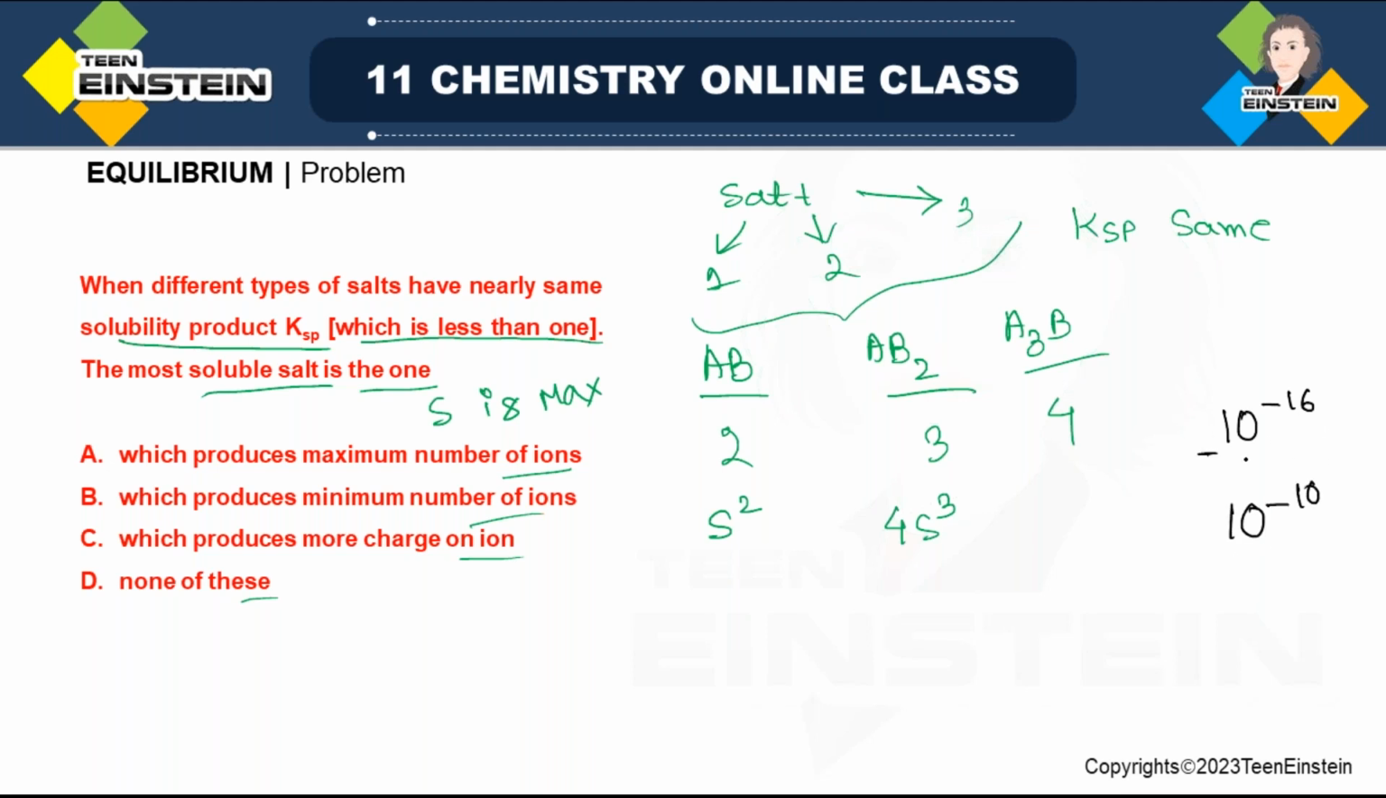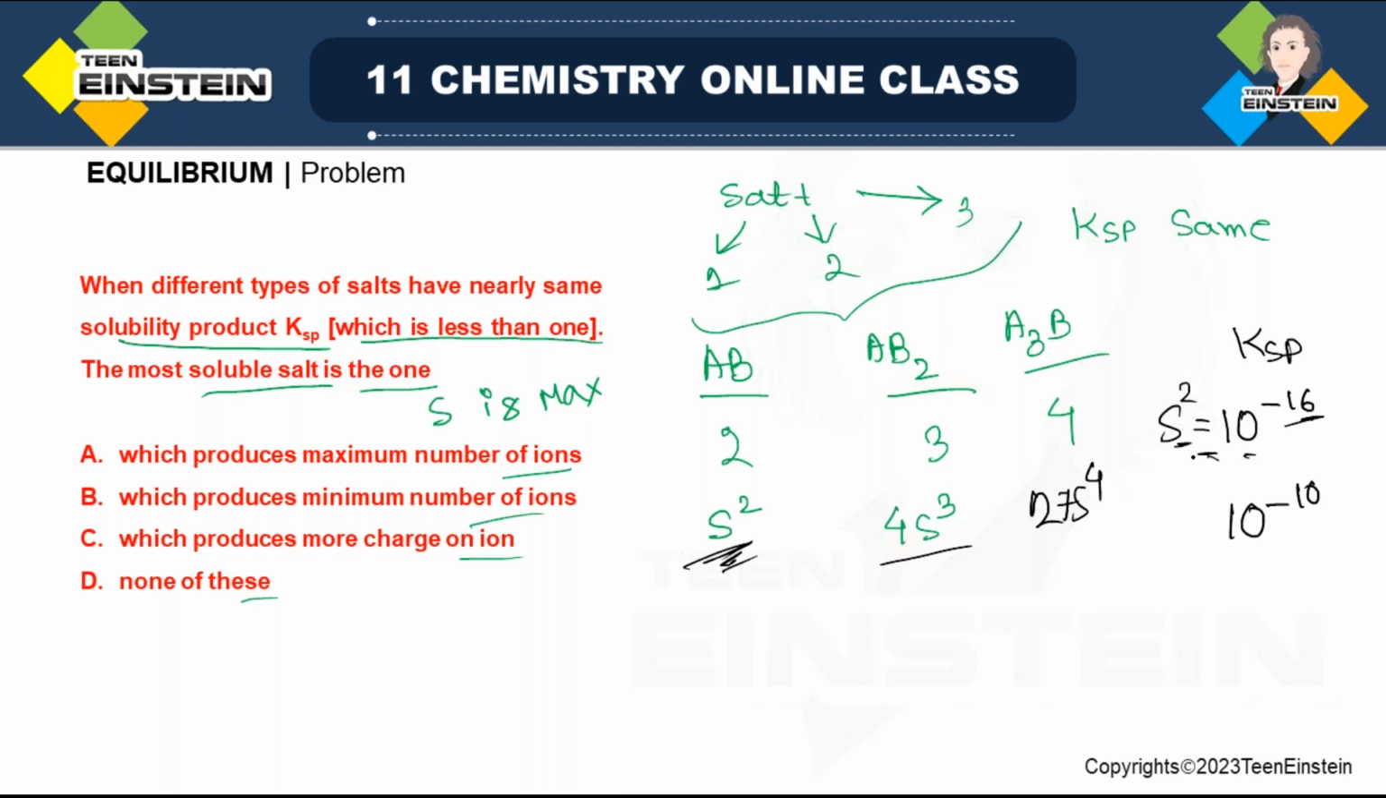Now, when you are calculating S, whether it is S square, 4S cube or 27S to the power 4, whenever you are taking the value of S, and these are the values of Ksp, there may be any value before 10, that is not important. Important is this power. Suppose it is equal to S square or S cube or 4S cube, 27S to the power 4. But when you are taking the root or cube root of these, the value will always be lesser than this.